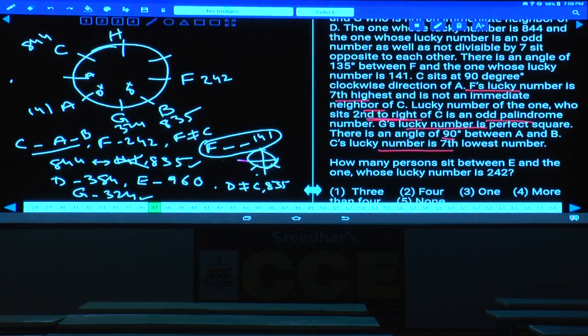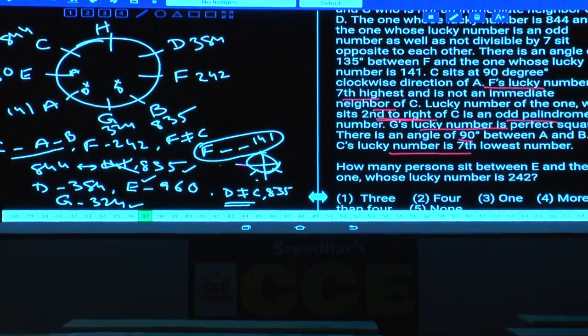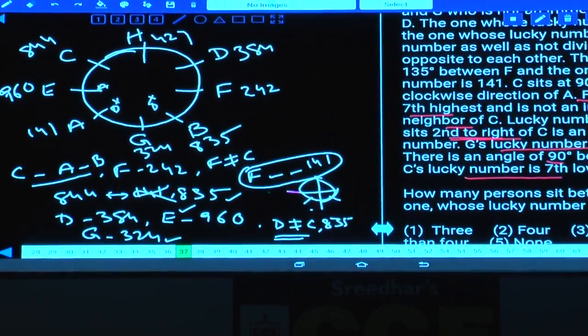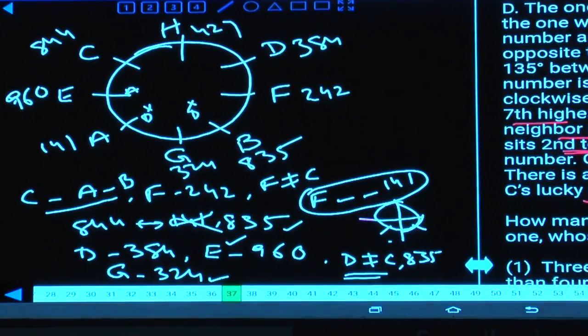If F is 242 and C and D are not adjacent to each other, that information is there. As D and C are not adjacent, D must be here. If D is here, then who is the person left over? Among A, B, C, D, E, E is the person left over, E will be here. Then what is the value of E? E is 960, and D is 384. Then what is the number left over for H? H is 427. Clear? And this is the final arrangement of this circular arrangement.